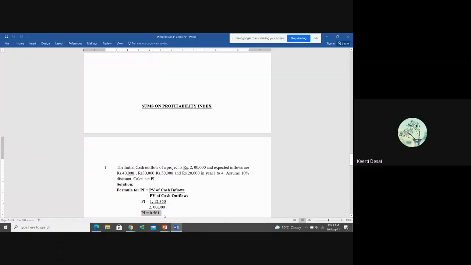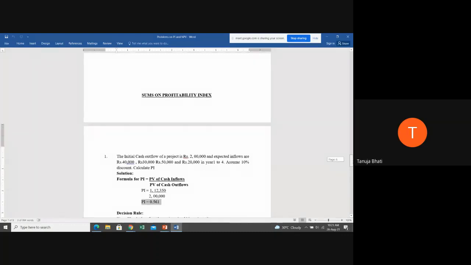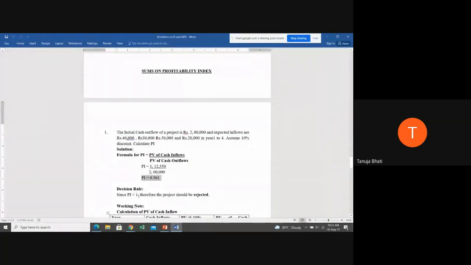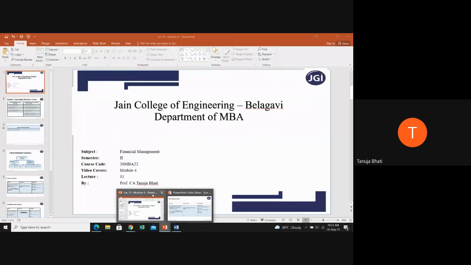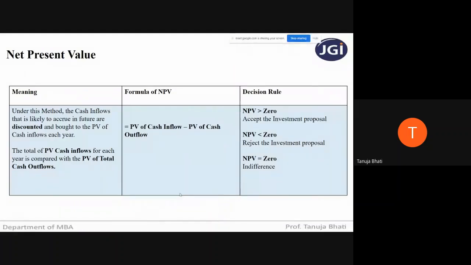Less than 1, ma'am. So should we accept this proposal or reject this proposal? Reject, ma'am. Very good. Since PI is less than 1, the project should be rejected. Students, why am I repeating the same thing again and again? Because many students make a mistake and get confused between the decision rule of NPV and the decision rule of PI.